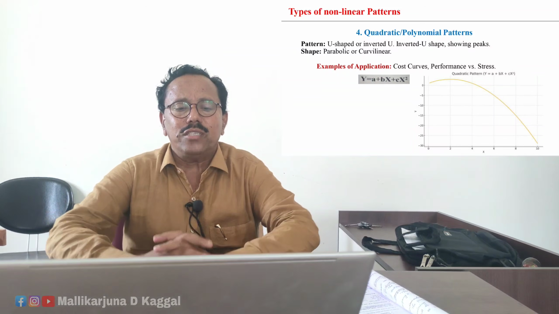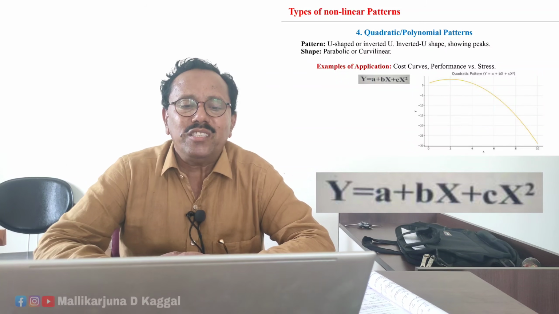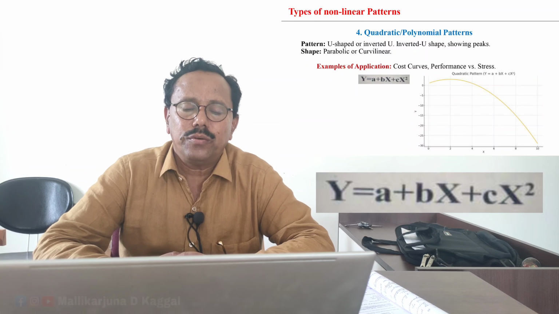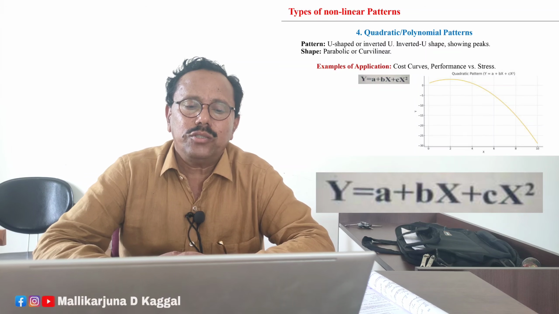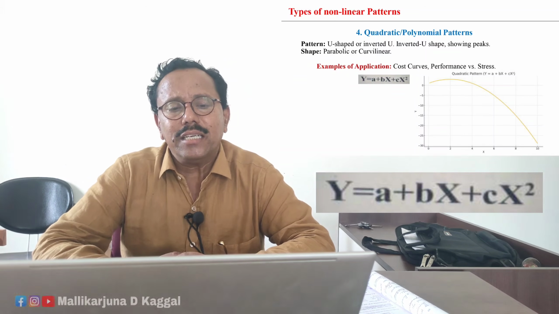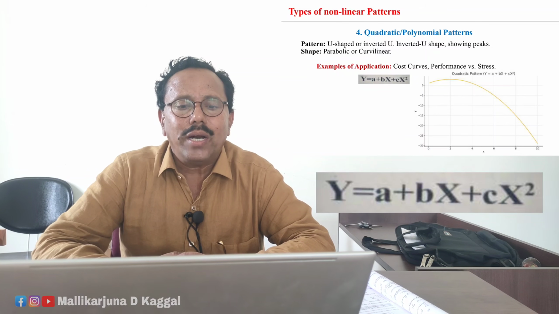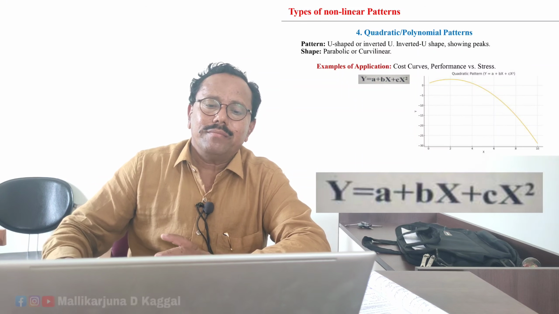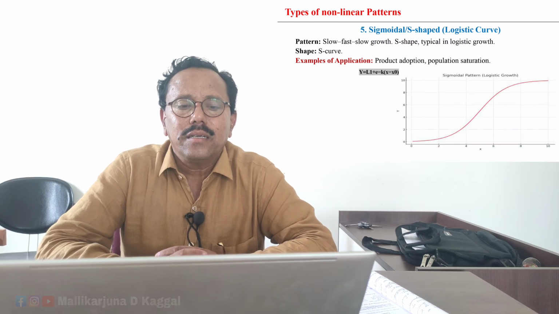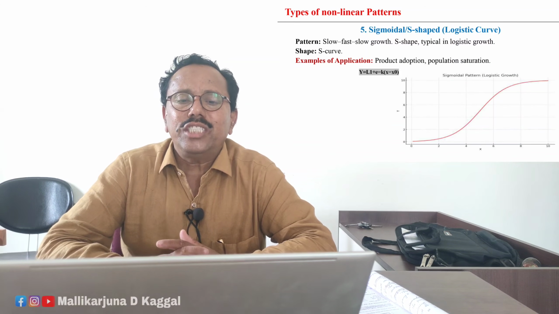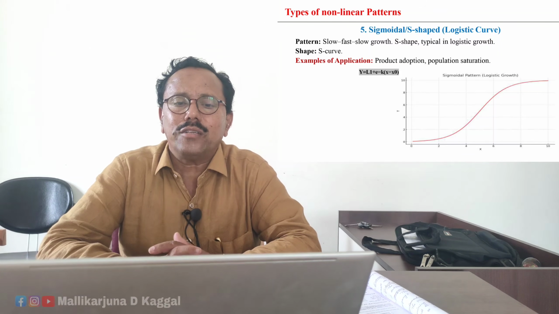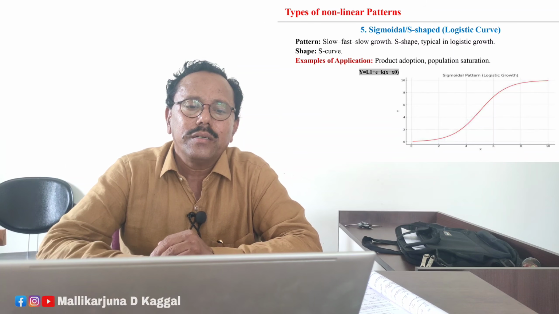The mathematical equation is y is equal to a plus b x plus c x to the power of 2. This is the mathematical equation we use for the quadratic non-linear pattern. This is another pattern we have. The fifth pattern is the sigmoidal pattern or S-shaped pattern of the non-linear model. It is also called the logistic curve.